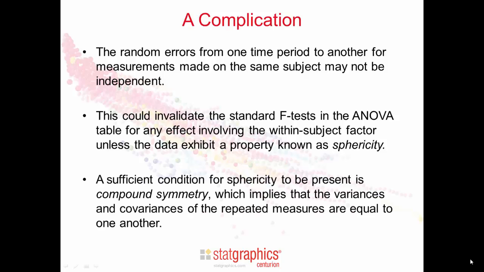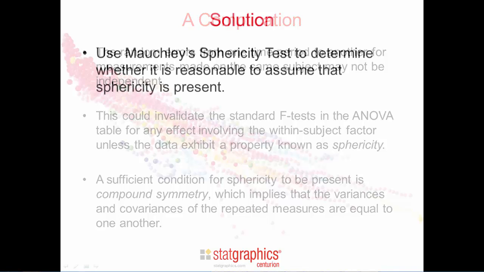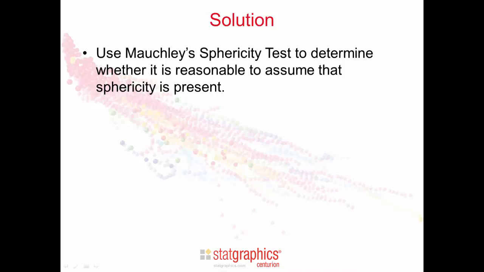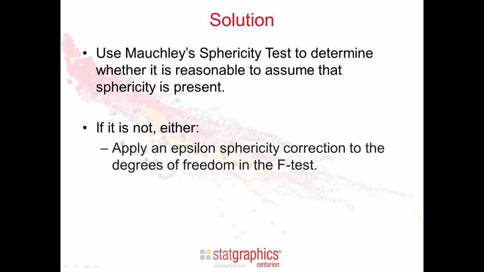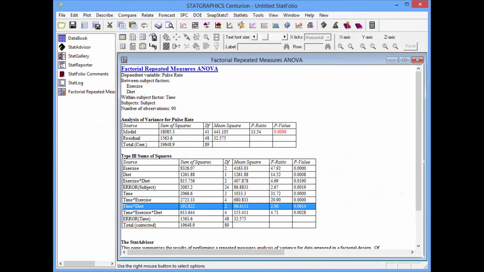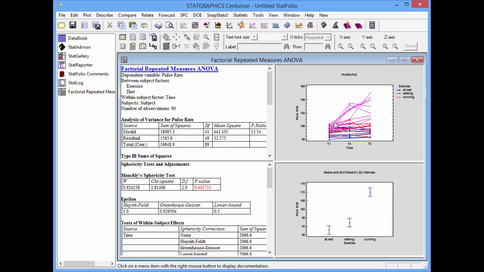A sufficient condition for sphericity to be present is something called compound symmetry. Compound symmetry implies that the variances and covariances of the repeated measures are equal to one another. The standard solution to this problem is to start by using Mauchly's test to determine whether or not it is reasonable to assume that sphericity is present. If it is, then we can use the standard F-test. If it's not, then there are two possible approaches. We can either apply an epsilon correction to the degrees of freedom in the F-test, or we can perform a multivariate significance test. Let's return to Statgraphics now and put away the analysis of variance table.